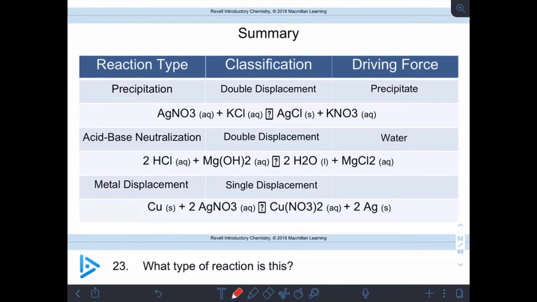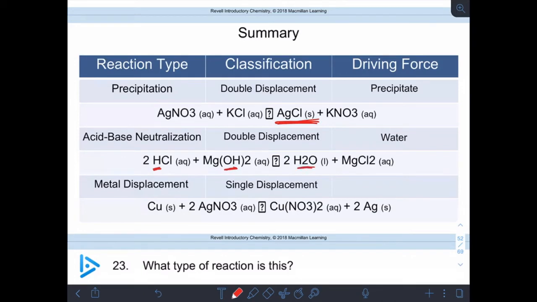So precipitation is essentially a double displacement reaction, and we get a precipitate from it. We get some kind of solid out of it. Okay, that's the defining characteristic there. Okay, acid base, recognize we've got an acid plus a base, and we get water and a salt. Okay, it's also a double displacement. And then metal displacement is simply you start with one solid metal on the left and a different solid metal on the right. Okay, so we just have a single displacement reaction right here.